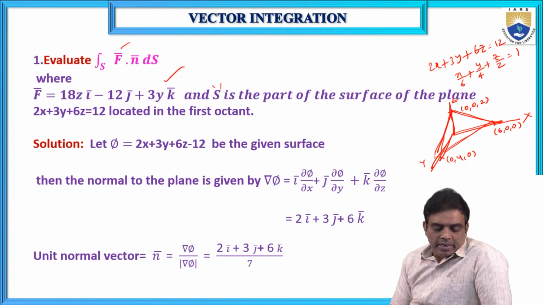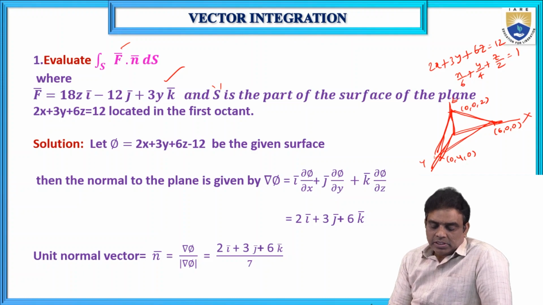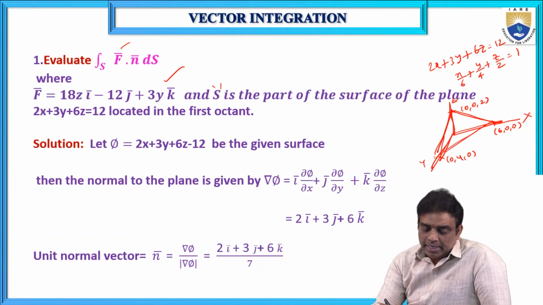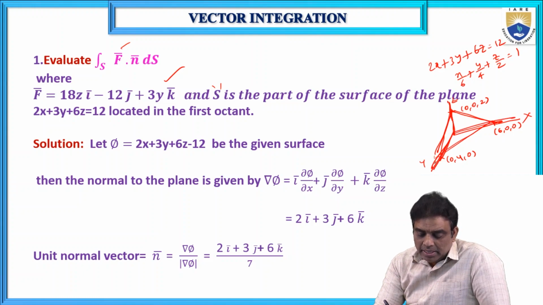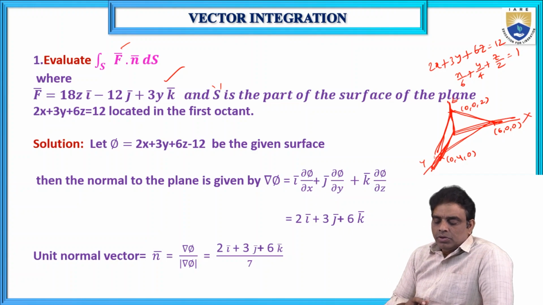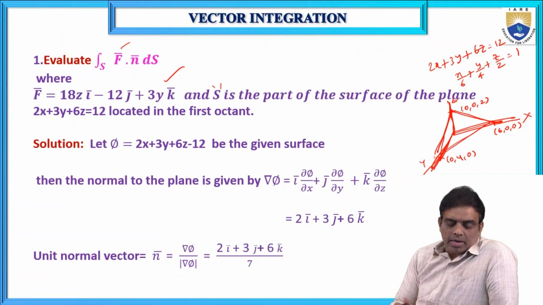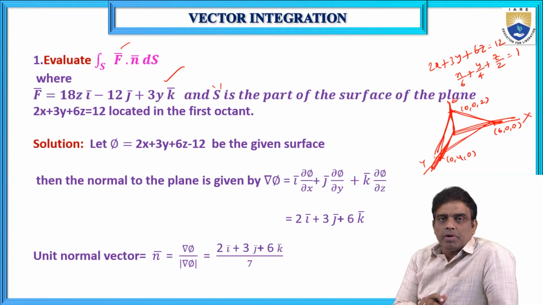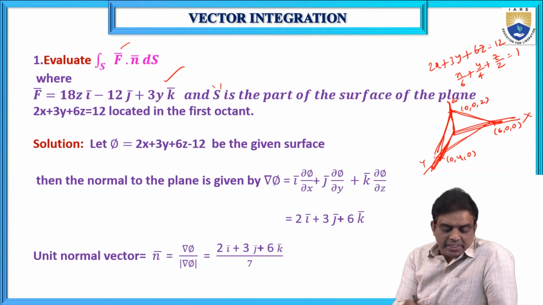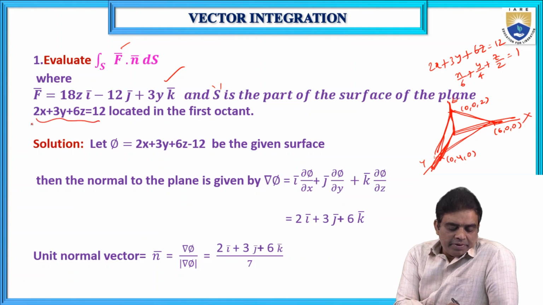Now it is contained in the first octant only. First octant means the eighth part of the total space. So we have to find the integral of f bar dot n bar into dS. Already f bar is given. How to find n bar, the unit outward normal vector? Already the surface is given, let this surface be phi.